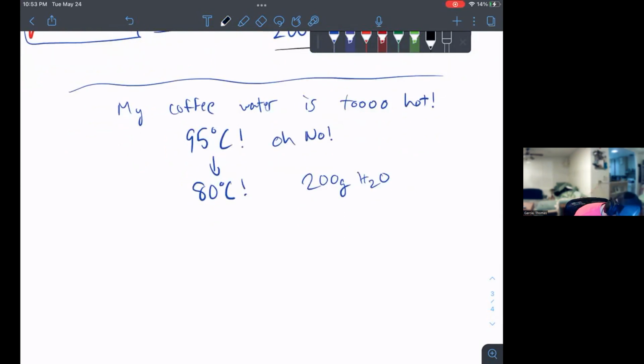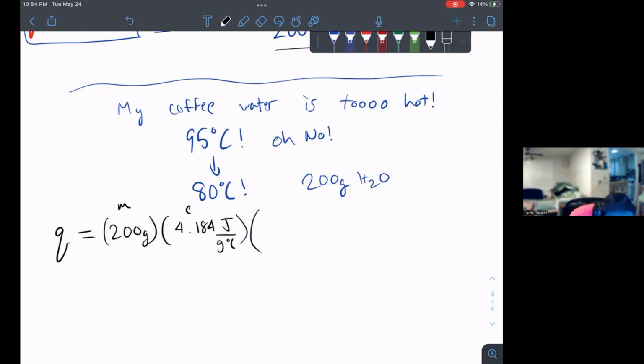So now when we go ahead and plug it into our equation, Q equals mass, which is still going to be 200 grams, specific heat, which is still going to be 4.184 joules per gram degrees Celsius. And now I'm still doing the final temperature, which is 80 degrees Celsius minus 95 degrees Celsius.